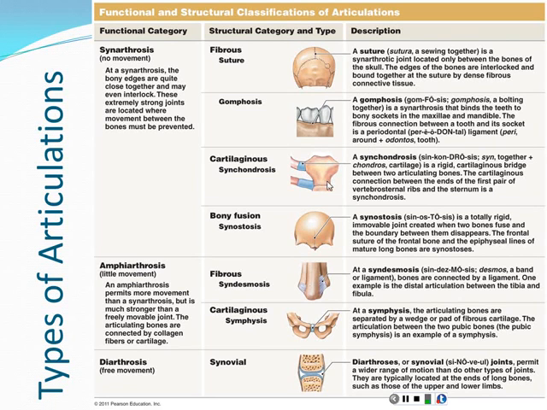Probably the easiest place to see this is in the rib cage. The ribs articulate with the spine in the back, but then they come around in the front and they're locked to the sternum with a piece of cartilage. So that's a synchondrosis, a connection through cartilage.